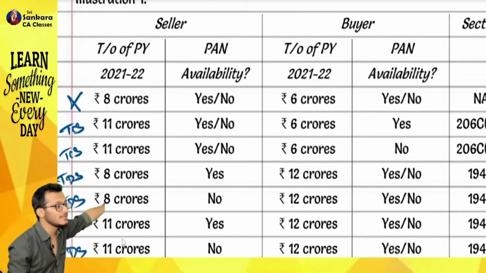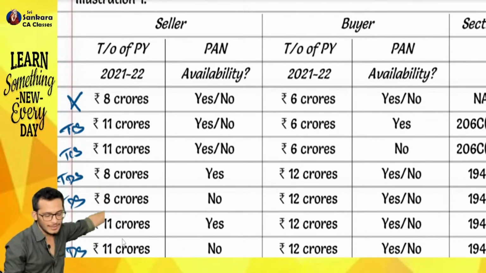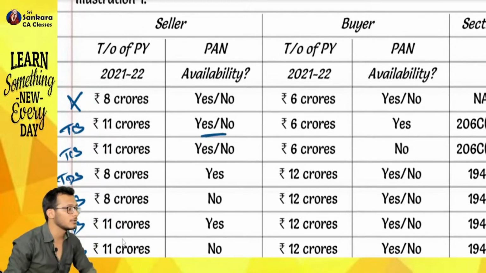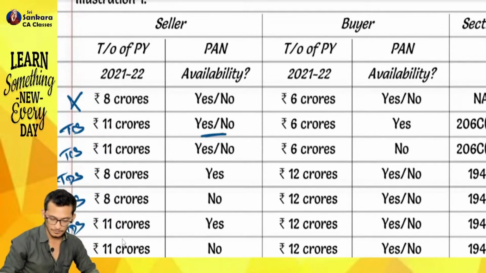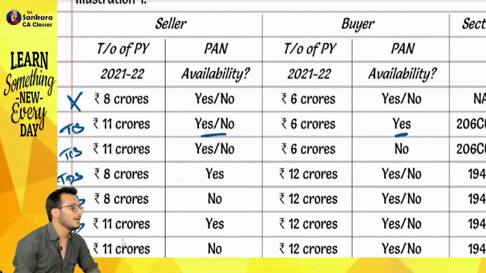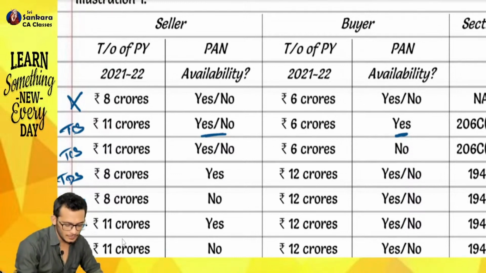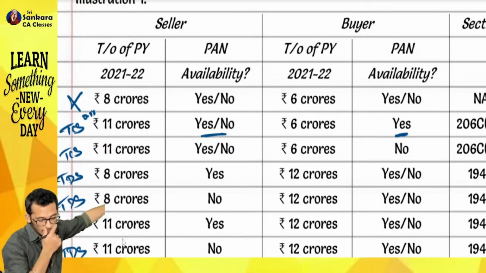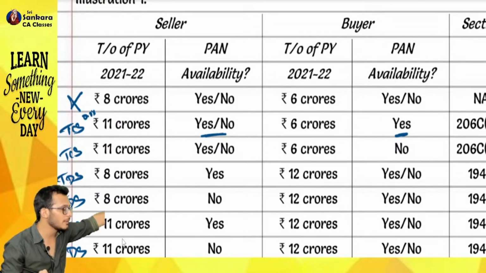Keeping that logic, now tell me the rates. First scenario, TDS and TCS both are not applicable, so ignore. Next scenario, TCS is applying, which means the seller has to collect from the buyer. The buyer has given the PAN number or not given the PAN number. If given, TCS rate will be 0.1. Got the idea? Yes, next one.